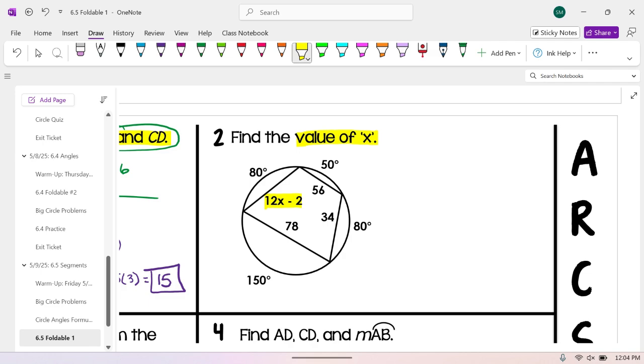All right. Now, I have congruent sides somewhere within that quadrilateral. Which two are the congruent ones?